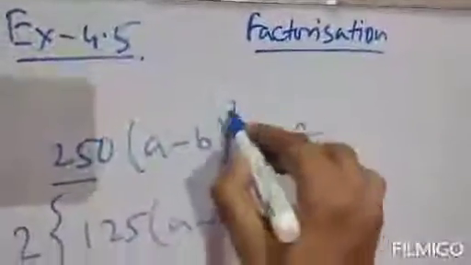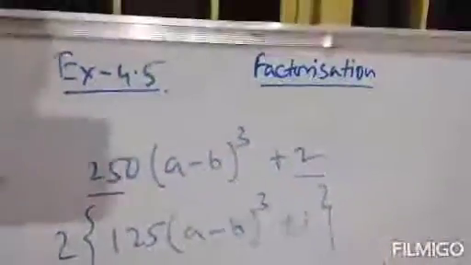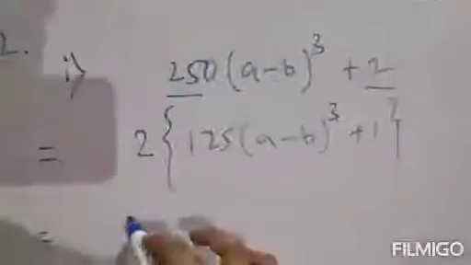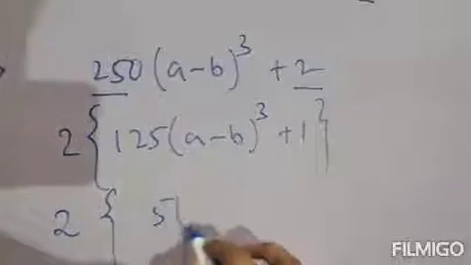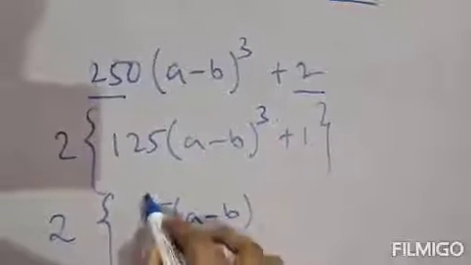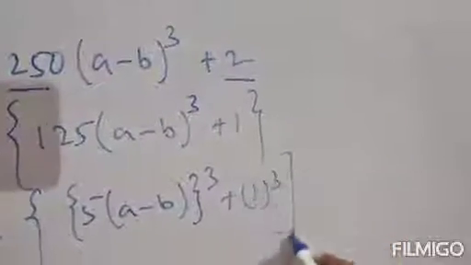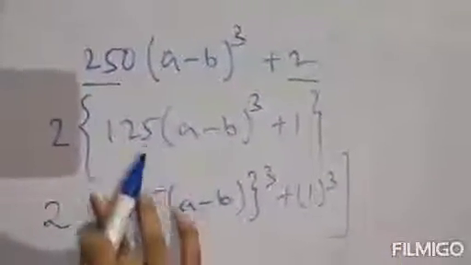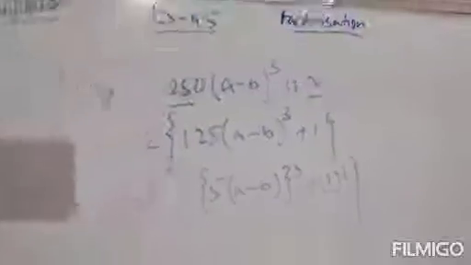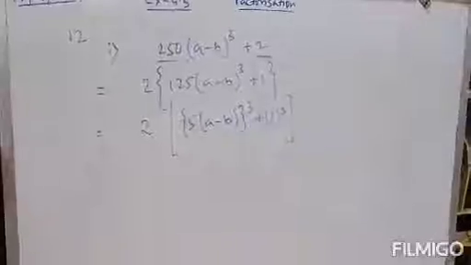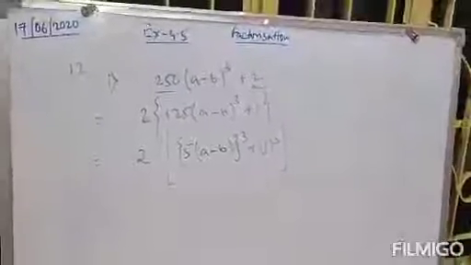Clear? This is not a minus b square, this is a minus b whole to the power 3. So this is like this. Clear? Now try to put it in a single bracket, that is, we can write like this: 5 a minus b whole to the power 3 plus 1 whole to the power 3, and the total is in this format. Clear? We can write this because we have to form this in cube form, only then we can apply the formula of a to the power 3 plus b to the power 3. So we can split it like this.